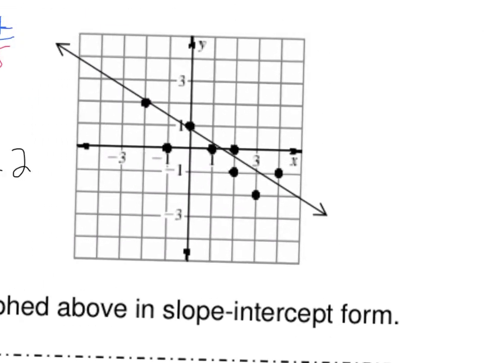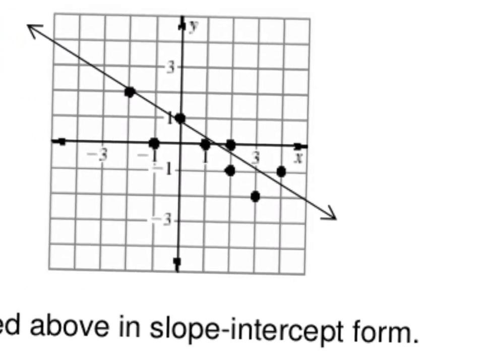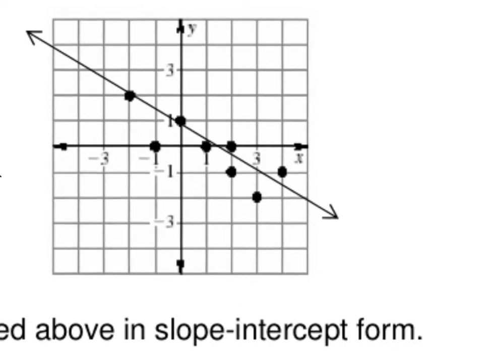We're going to do the same thing. We would see the points. We would then draw a line of best fit through it. And then now we need to write an equation for the line that we drew through those points.